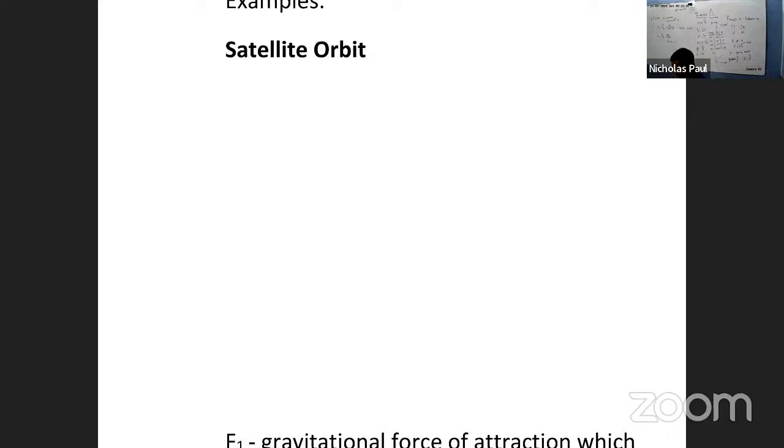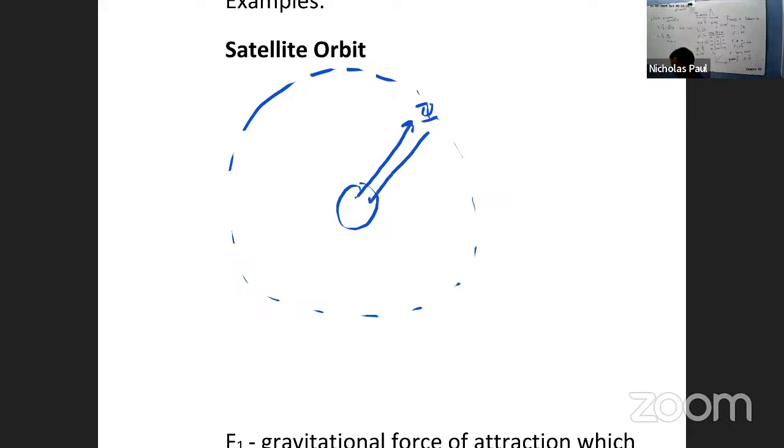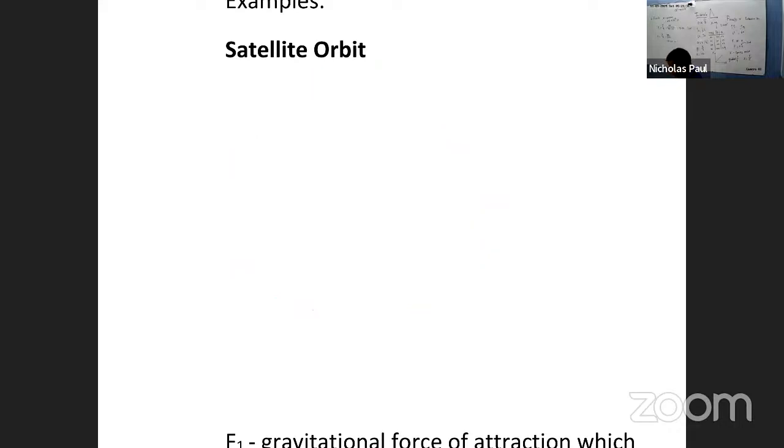The satellite in orbit is an example. If you have the Earth and you have a satellite here, the satellite is able to maintain its orbit because there's a force of attraction between the Earth and the satellite, and there's an equal and opposite force between the satellite and the Earth. Those forces are equal and opposite, and they're able to maintain the circular path.